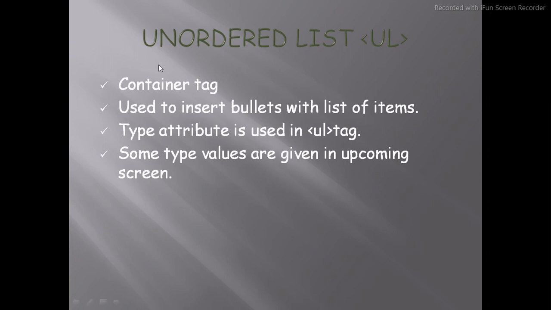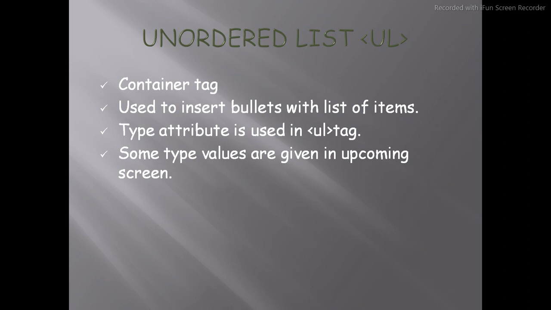So, I hope it is clear with the ordered list. Now let's go to the unordered list, the UL tag. It is a container tag used to insert bullets with the list of items. Here we use numbers and alphabets, but now we'll use bullets. The type attribute is used in the UL tag, and start is not used. Why? Because the bullet will be the same whether you put 5 or 6.